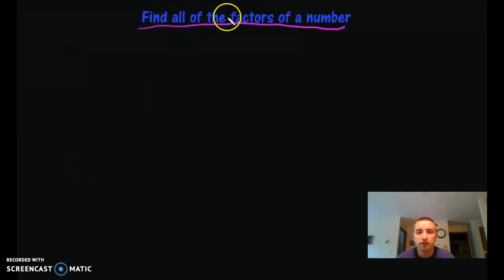Alright, find all the factors of a number. Factors are simply numbers that you multiply together to get the product, or the answer. So, for instance, if I just have 3 times 5, I get 15. Both 3 and 5 are factors of 15.